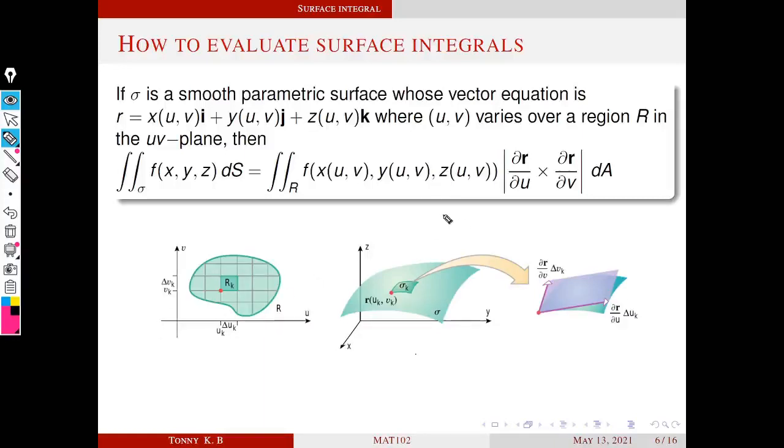I'm not going into the details of this formula, because in our syllabus we have to discuss only three special cases of this formula. We will see that.